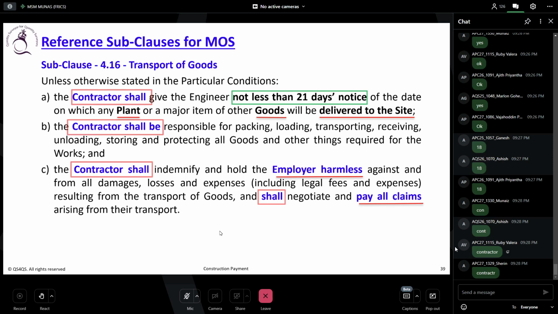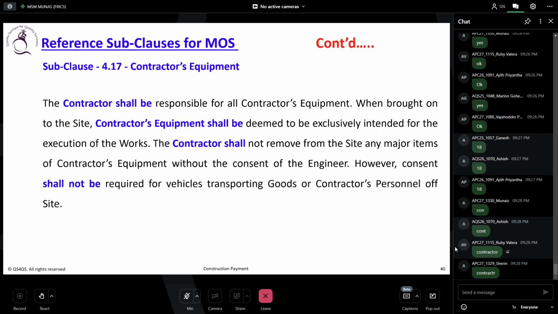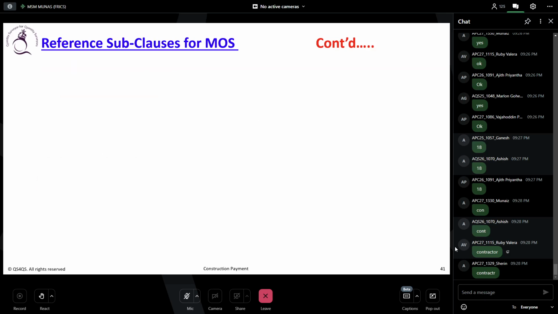All of you go to the subclause 4.17, contractor equipment. The contractor shall be responsible for all contractor equipment when brought onto the site. Contractor equipment shall be deemed to be exclusively intended for the execution of the work. The contractor shall not remove from the site any major item of the contractor equipment without the consent of the engineer. However, consent shall not be required for vehicles transporting goods or contractor personnel offsite. That means if you are bringing the goods and all, you don't need the permission.